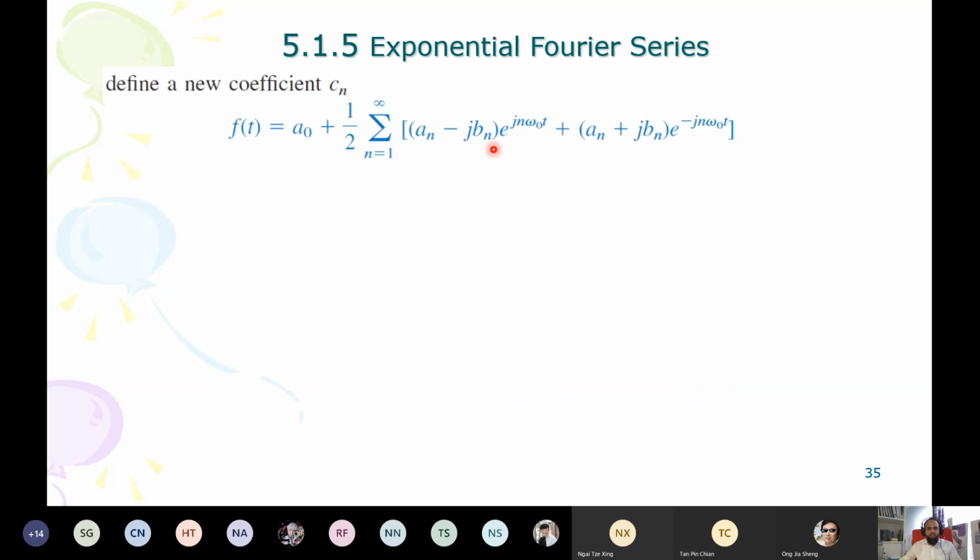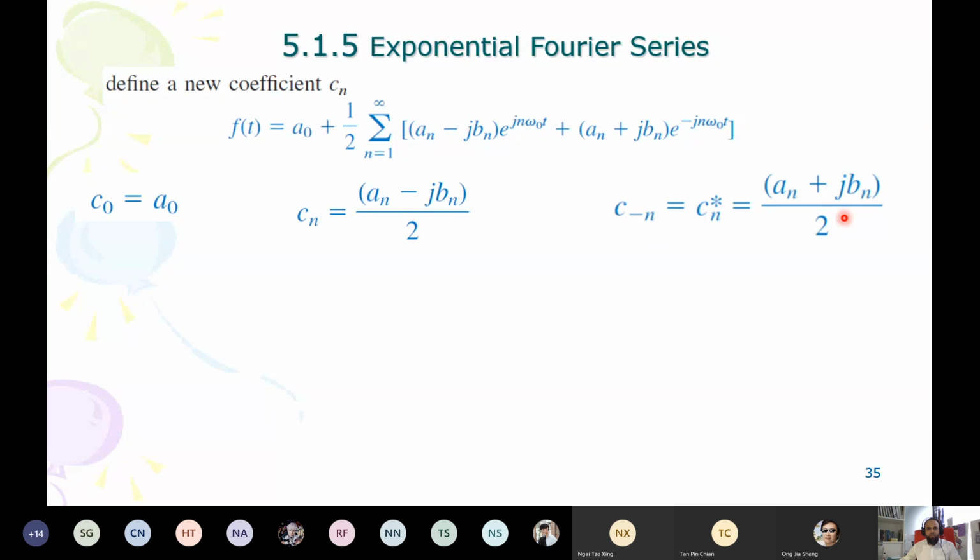So we just need to find Cn, and you can see that if this is Cn, the other one is the conjugate. So C naught is again the same as A naught, and Cn is (An minus jBn) upon 2, and the other one, if this is An minus jBn, is the complex conjugate. So we just need to find Cn only to get the other one also, just change the sign. So this is one way to find it, that first we find A naught, An and Bn, and then find Cn and all this. Okay, this is one way, but we'll not use this one.